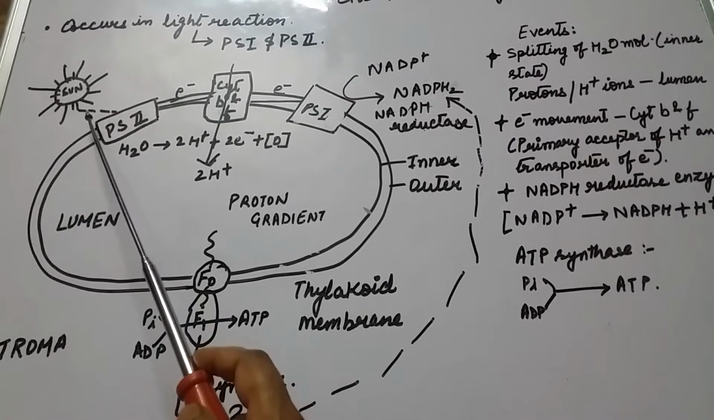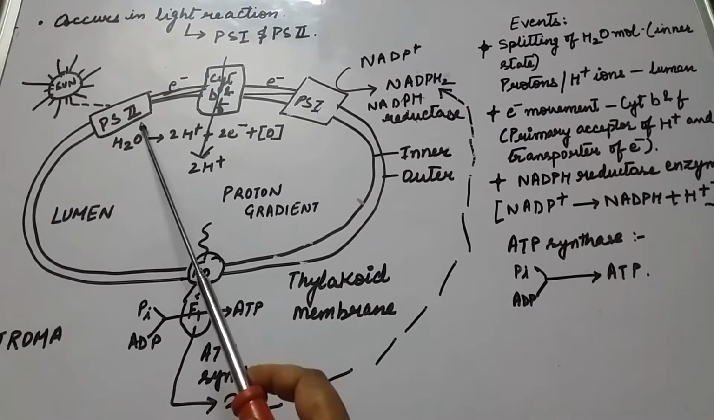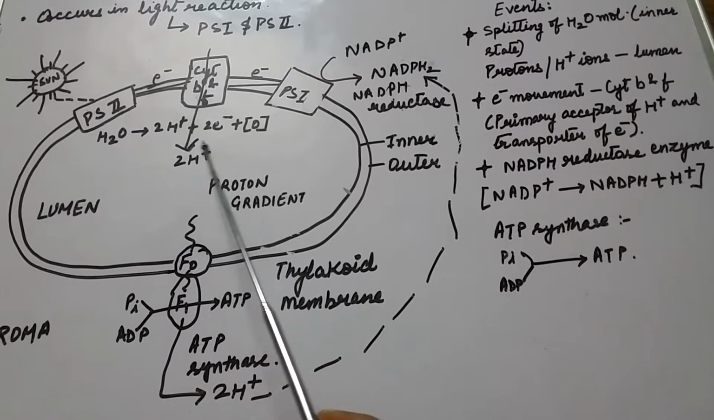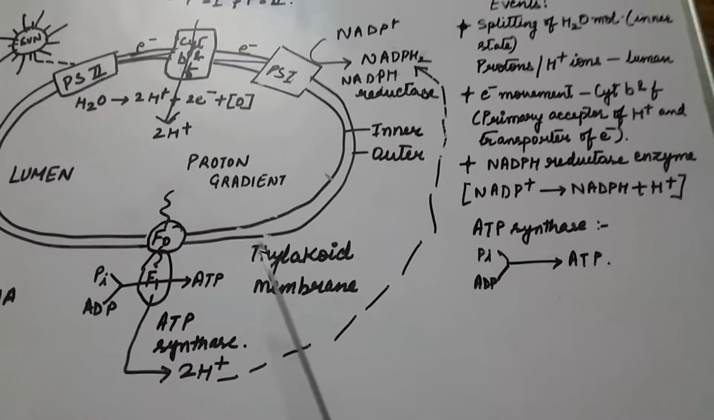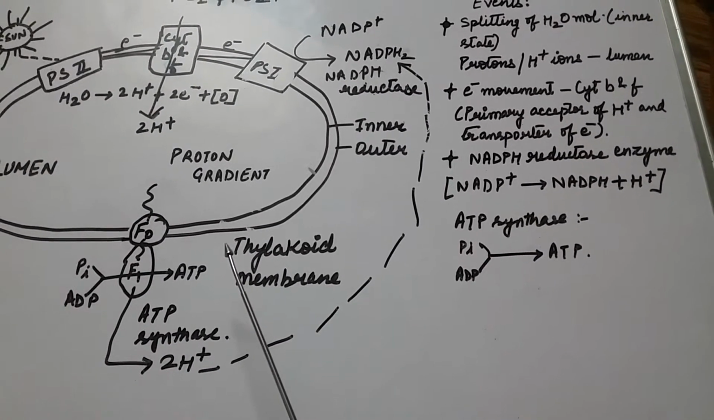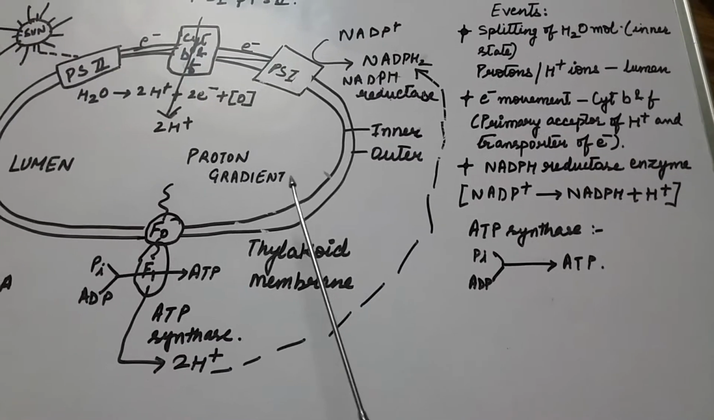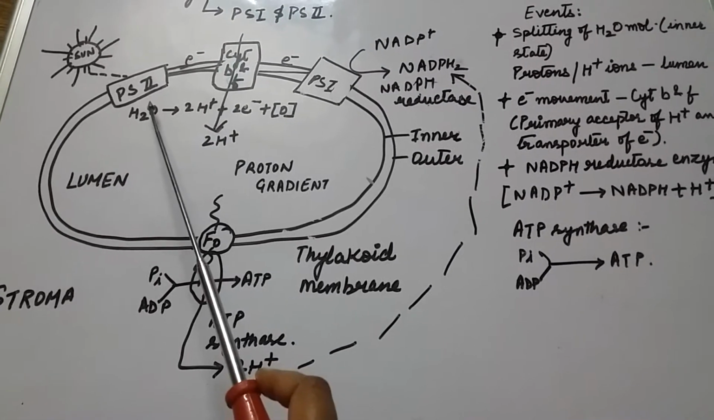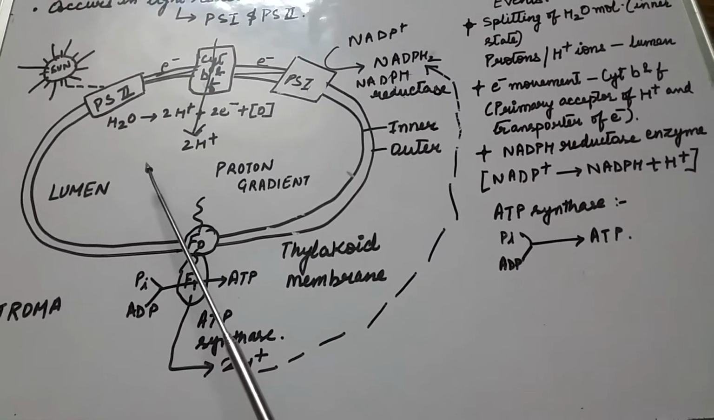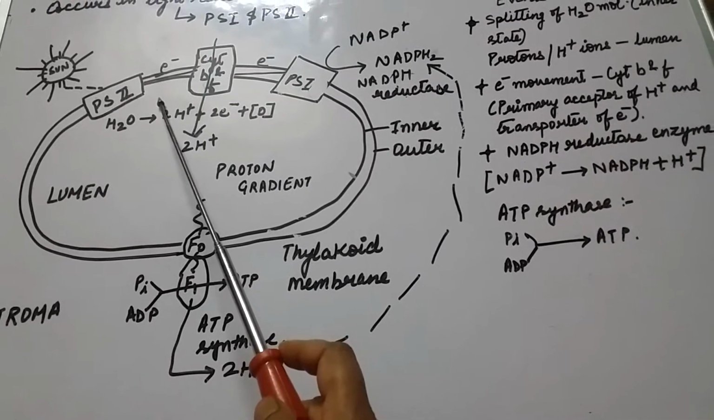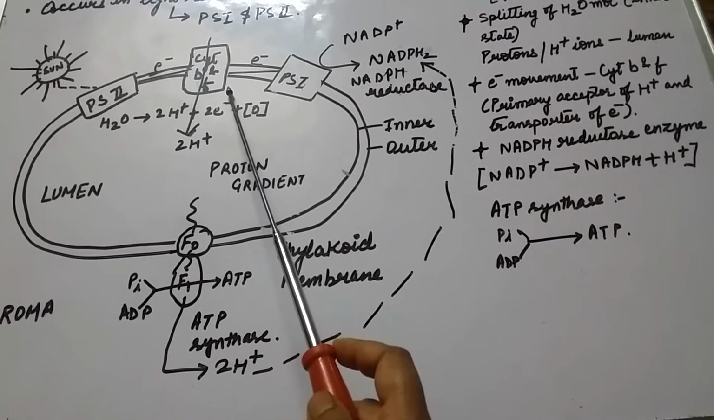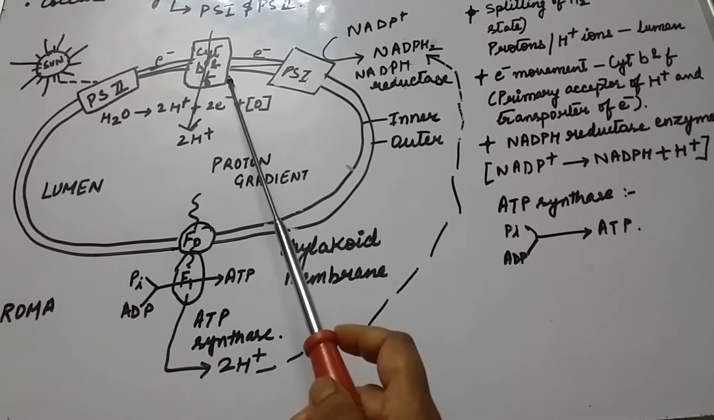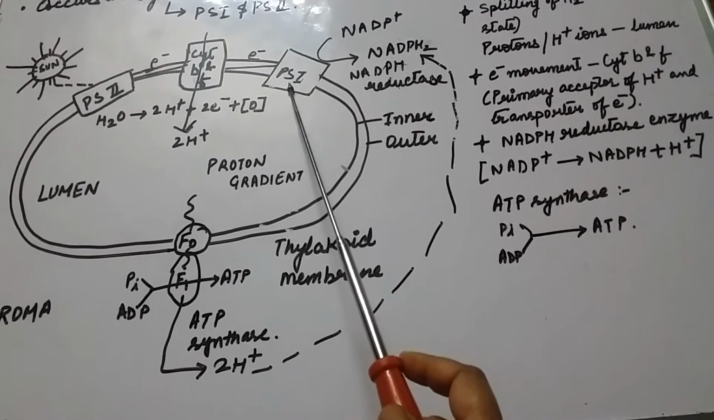Once the light is transferred to photosystem 2, the photolysis of water takes place. This photolysis of water occurs in the inner membrane of the thylakoid membrane, where the light has been absorbed at 680 nanometer. After that, the electrons are accepted by cytochrome B and cytochrome F, which then further transport them to photosystem 1.